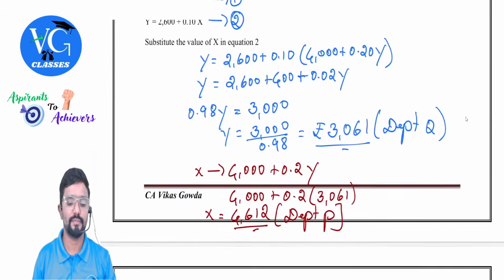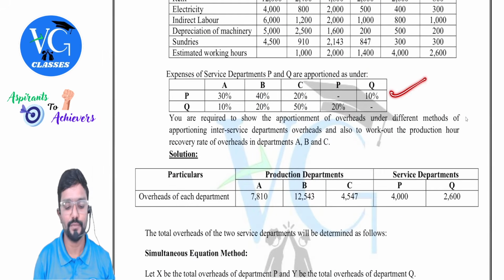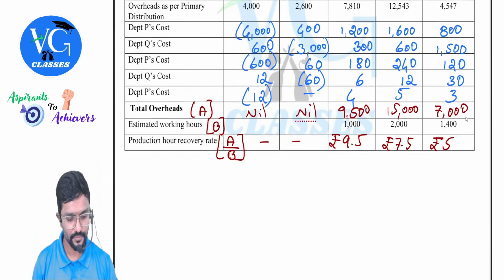In what ratio, sir? P is giving in what ratio? This ratio. Clear? Then take Q's cost.